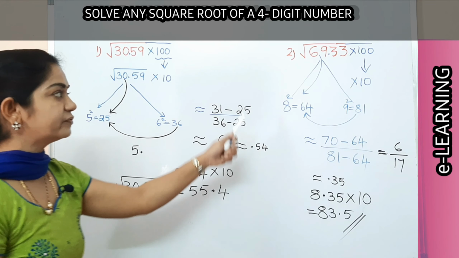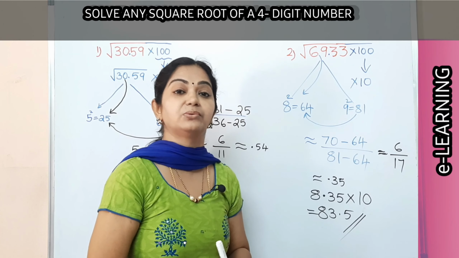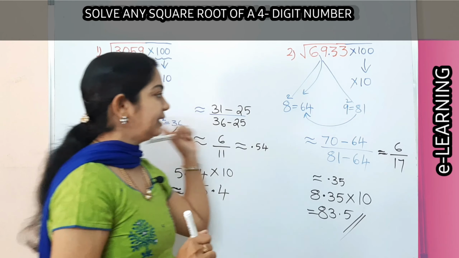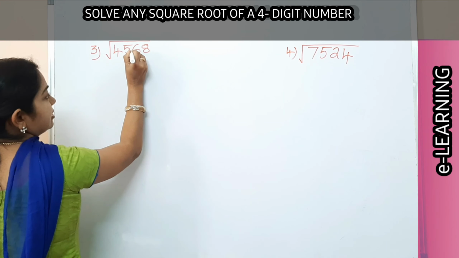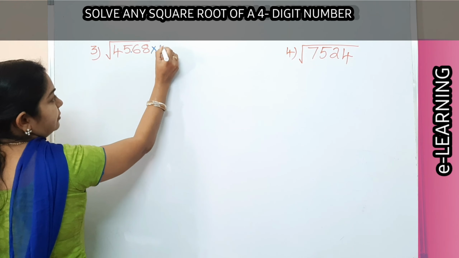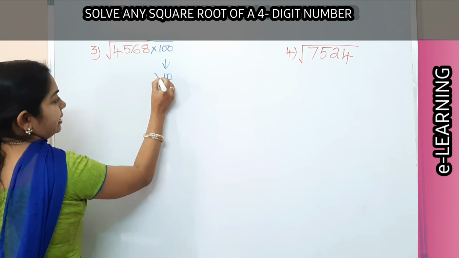The square root of 6933 is 83.5. Do check it out in your calculators. Please make a note. Now this again, let's start by keeping the decimal and multiplying by 100. So this comes to multiplied by 10.